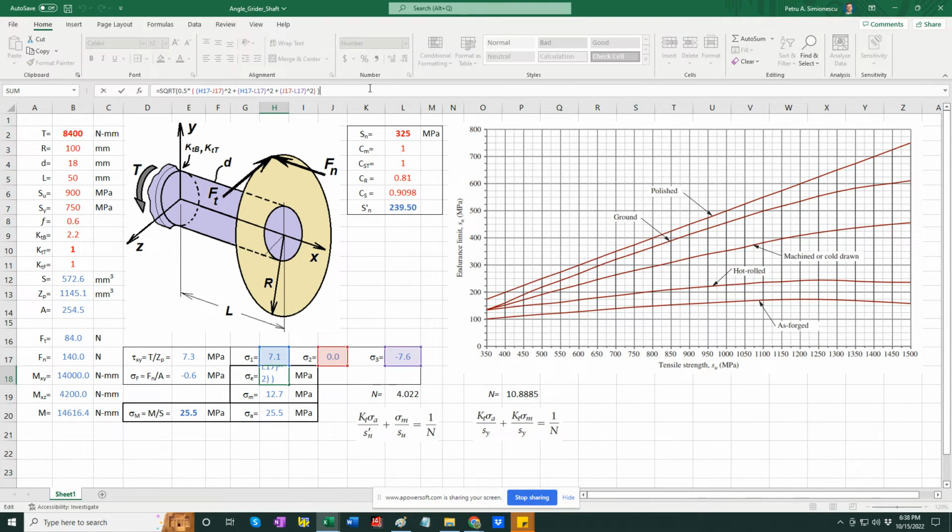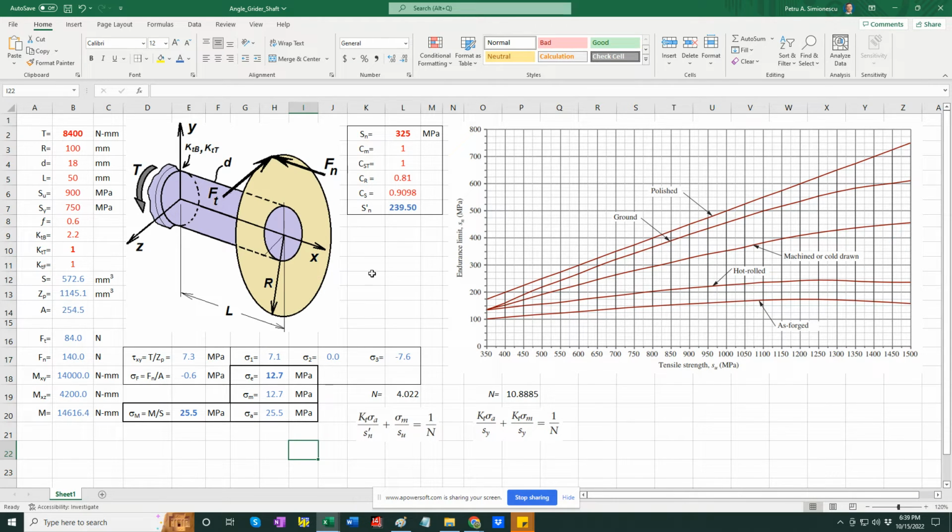Calculated von Mises stress. What is von Mises stress? Sigma 1 minus sigma 2 squared plus sigma 1 minus sigma 3 squared plus sigma 2 minus sigma 3 squared, everything multiplied by 0.5 and square rooted. And I've got the equivalent stress. So equivalent stress is the mean stress. So we have the mean and alternating stresses.